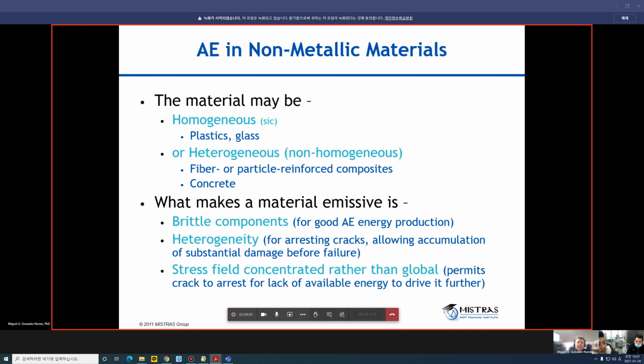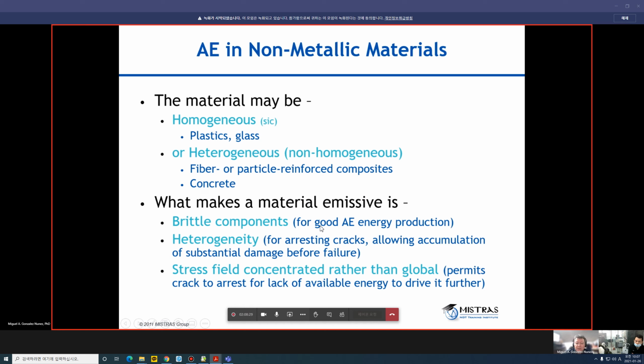So in this case, the material may be homogeneous, like plastic, glass, silicon carbide, or heterogeneous, like fiber or particle reinforced composite. You know, concrete is a composite material.